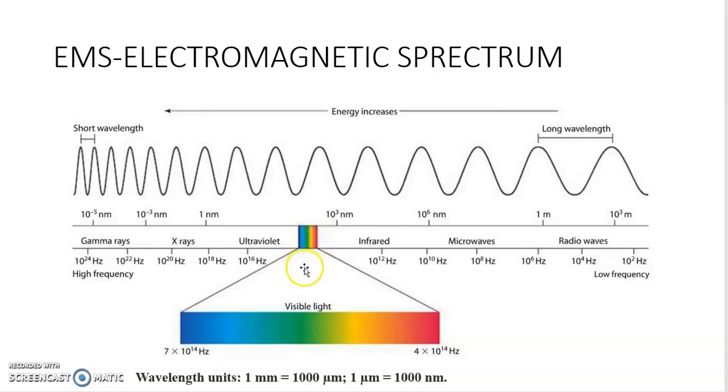Okay, so that 7 into 10 raised to 14, 4 into 10 raised to 14 range, if you break it down, you will get these different colors. As a kid, when we used to mix these colors, what used to happen if I had to mix all these colors? We used to get black color.